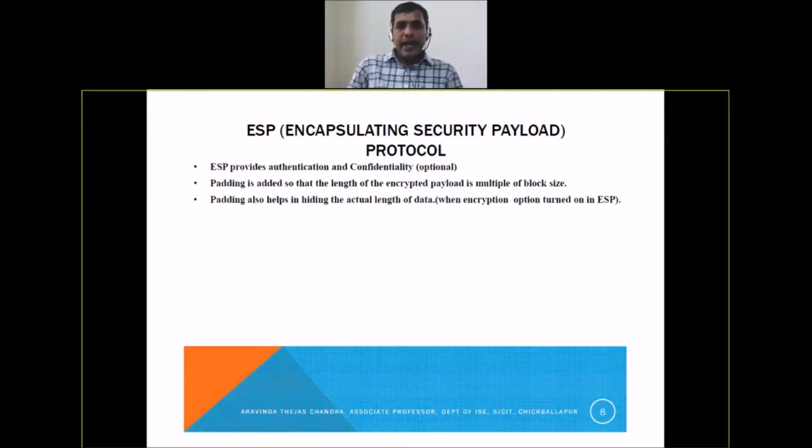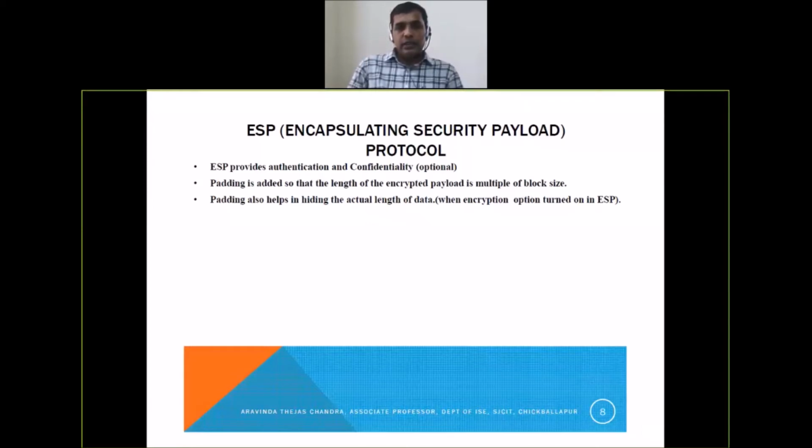The next point in ESP is that padding is added so that the length of the encrypted payload is a multiple of the block size. We saw in the previous slide that padding was done before the ESP trailer. Why do we need to do the padding? Because we need to make the payload a multiple of the block size. Here the block size is 32 bits, or it depends on the algorithm. If the given encryption algorithm has a block size of 64 bits, the padding will make it a multiple of 64 bits. So what is the purpose of padding?